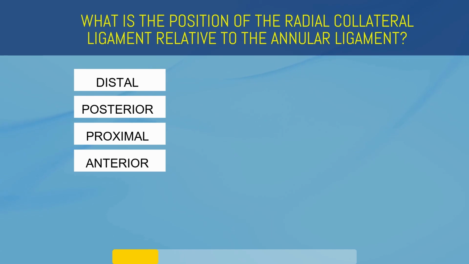What is the position of the radial collateral ligament relative to the annular ligament? Distal, posterior, proximal, or anterior?